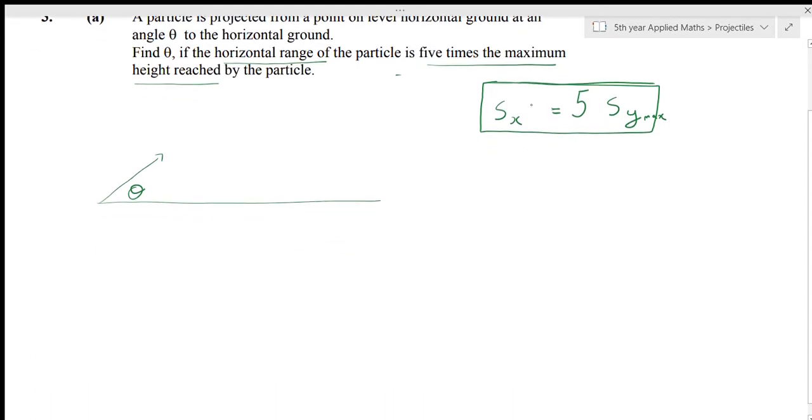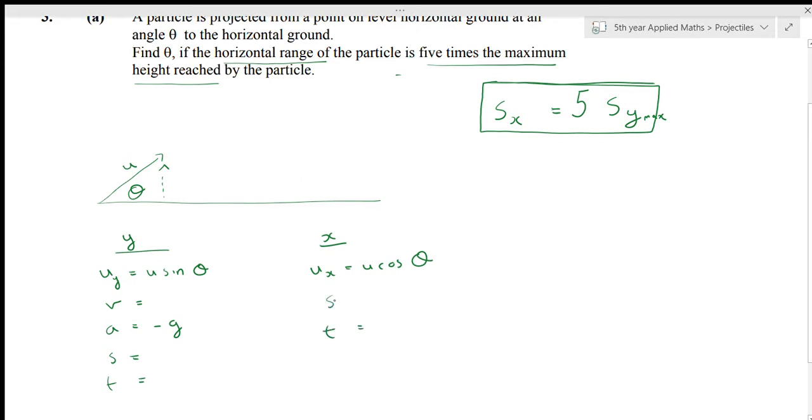So let's look at our vertical direction first, our y direction, and let's look at our components. Well, assuming this velocity is u, in the y direction u is going to be equal to u sine theta. That's our y component. V, we don't know yet. A is going to be equal to minus g. S we don't know, and t we don't know. In the x direction, we know ux equals u cos theta. T we don't know, and Sx we don't know.